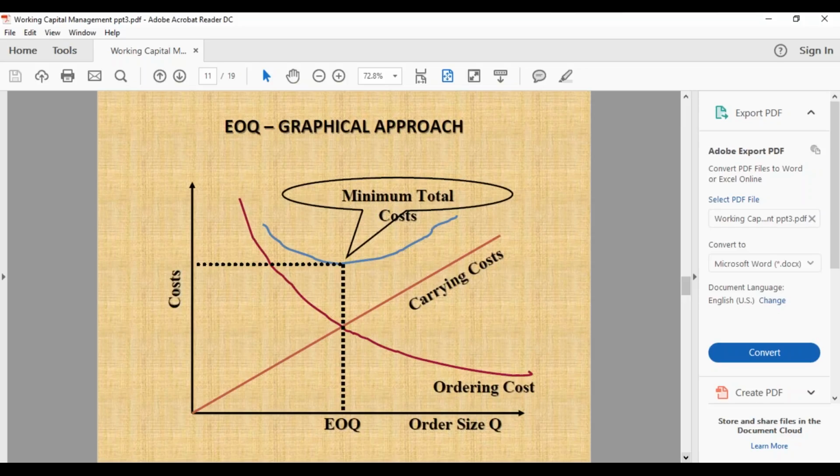So this is the way we determine the economic order quantity, the formula that we saw, and if you look at a graphical depiction, then this is the intersection between the carrying cost and ordering cost.